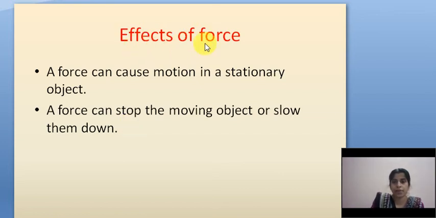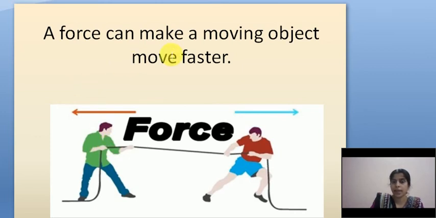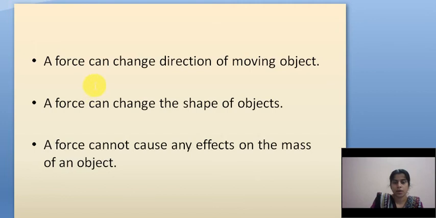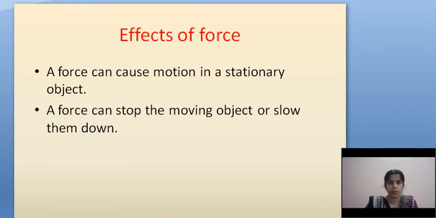What are the effects of force? A force can cause motion in a stationary object. A force can stop a moving object or slow it down, or a force can make a moving object move faster. Next, a force can change the direction of a moving object. A force can change the shape of an object. But a force cannot cause any effect on the mass of an object. So let's see the first example. A force can cause motion in a stationary object.